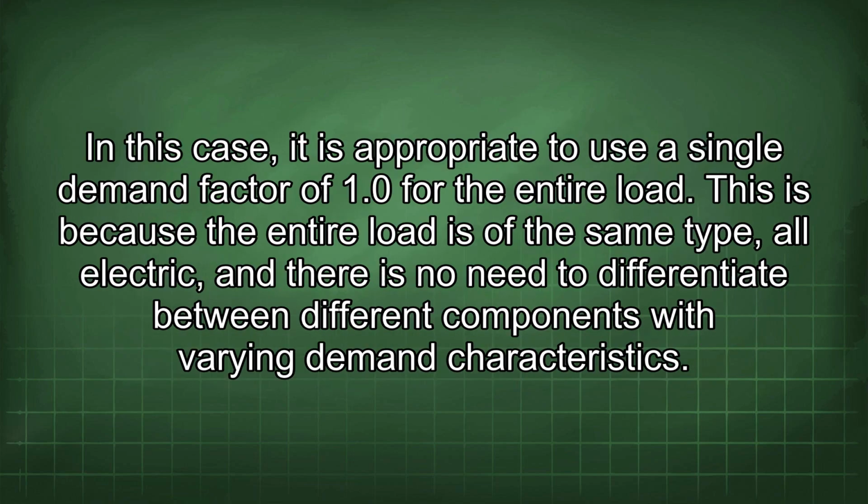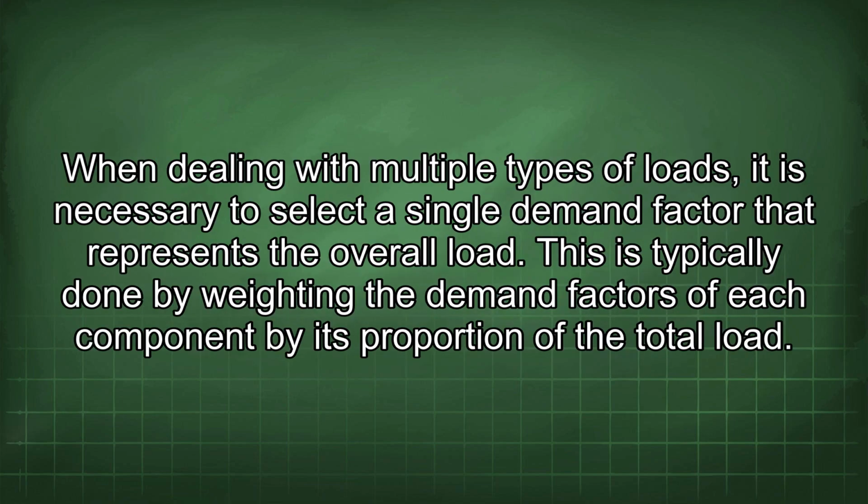In contrast, consider a scenario where there is a 348 kV load that is all electric. In this case, it is appropriate to use a single demand factor of 1.0 for the entire load. This is because the entire load is of the same type, all electric, and there is no need to differentiate between different components with varying demand characteristics. When dealing with multiple types of loads, it is necessary to select a single demand factor that represents the overall load. This is typically done by weighting the demand factors of each component by its proportion of the total load.